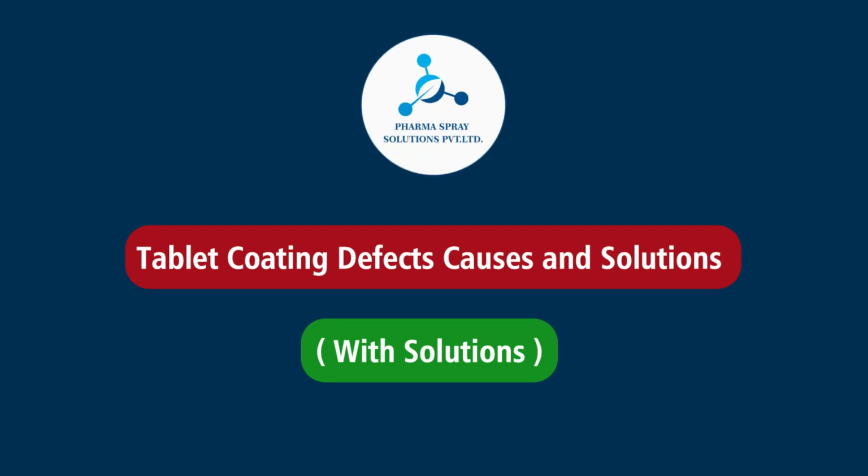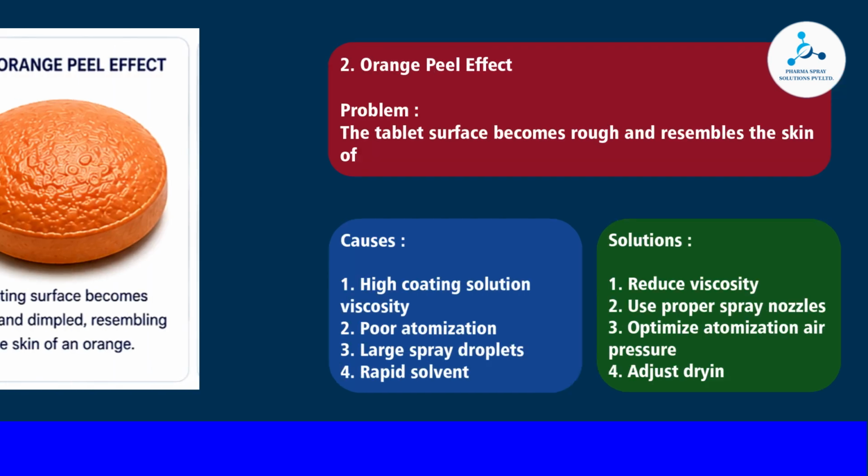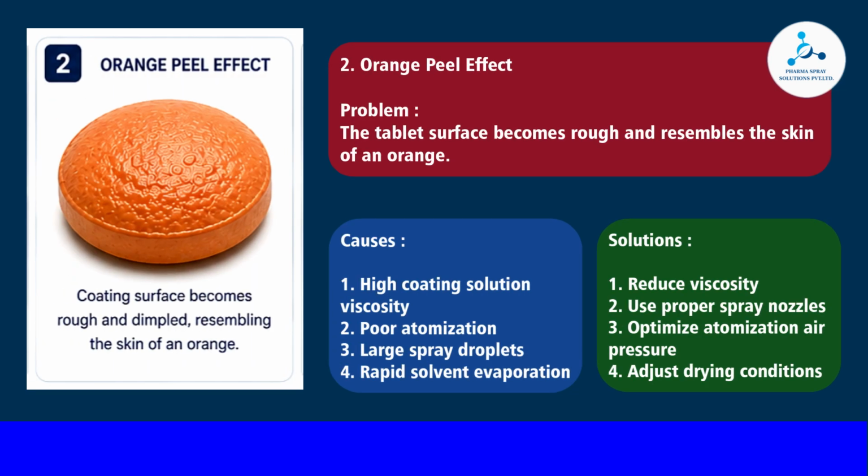Tablet coating defects, and common problems with solutions. Sticking and picking. This problem occurs when tablets stick to each other or to the coating pan, causing portions of the coating film to peel off. Orange peel effect. In this problem, the tablet surface becomes rough and resembles the skin of an orange.